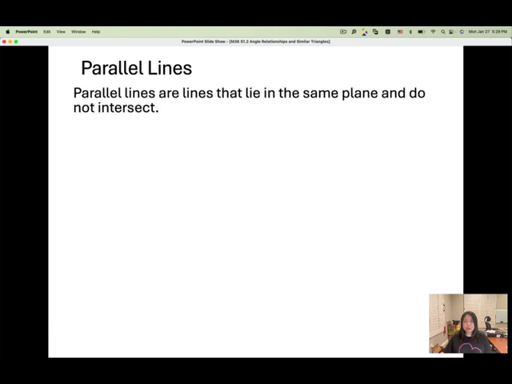Parallel lines. Parallel lines are lines that lie in the same plane and do not intersect. If I have two lines that are parallel to each other, no matter how long I extend them, they never intersect each other. And we call these two lines parallel.